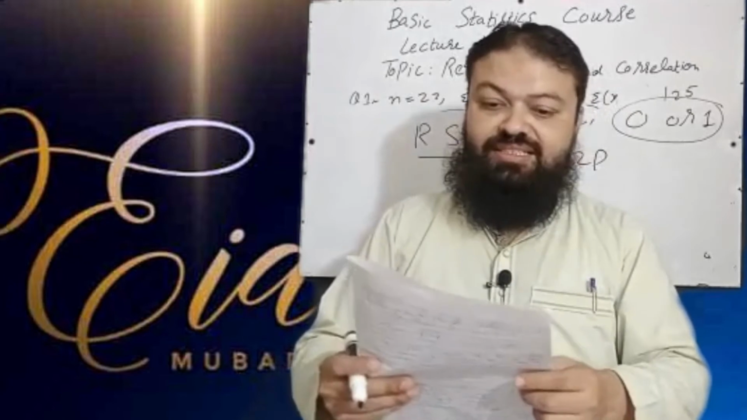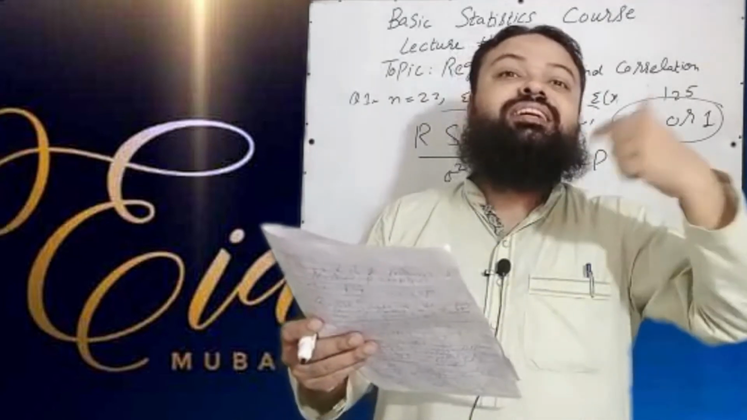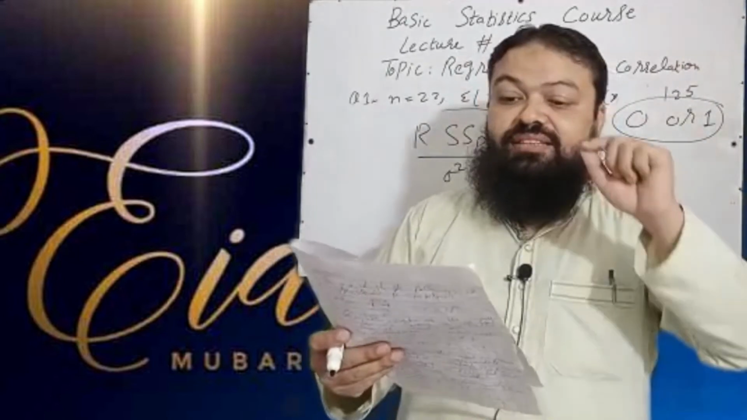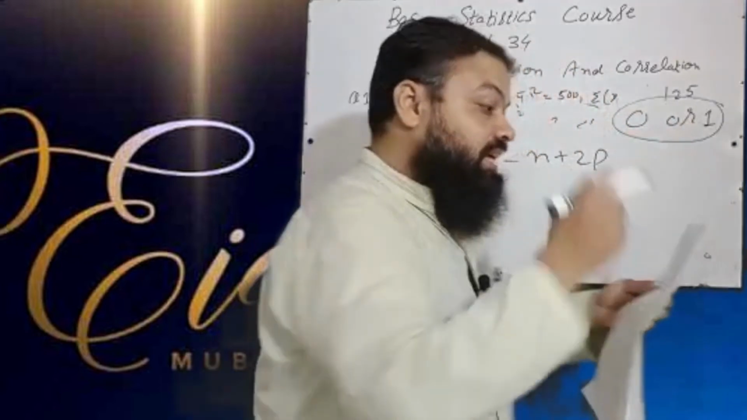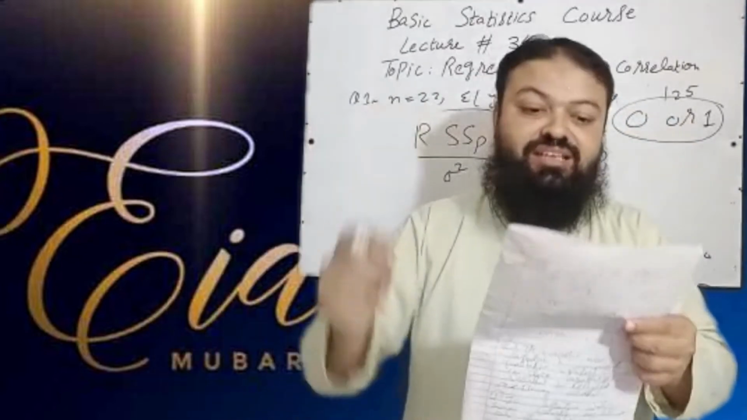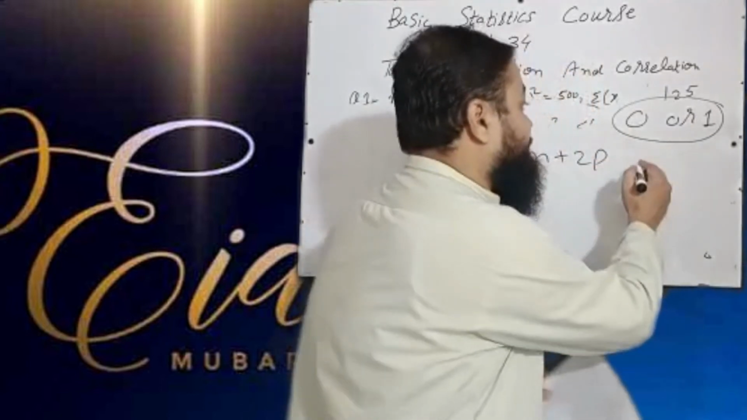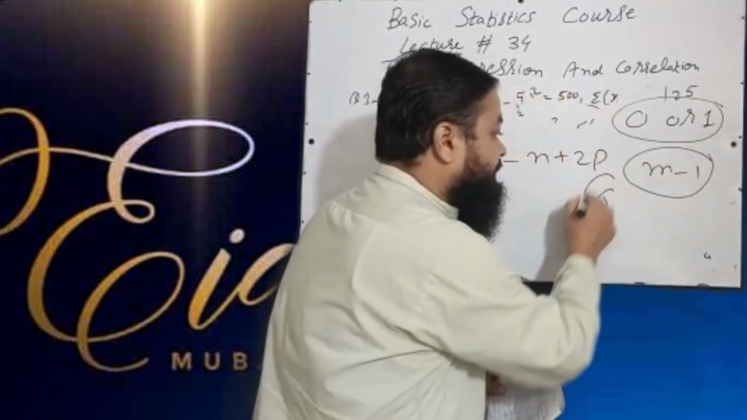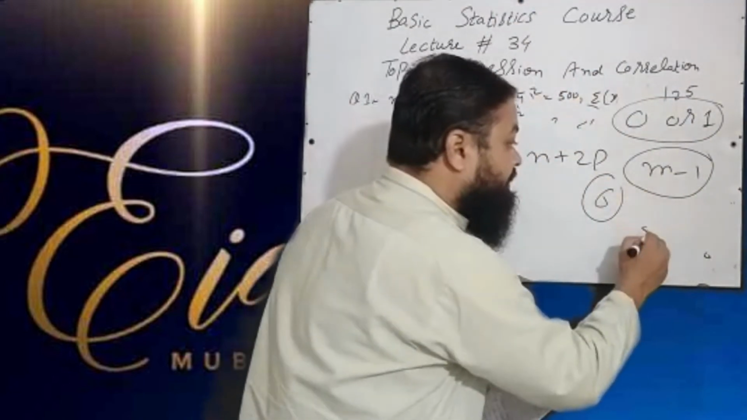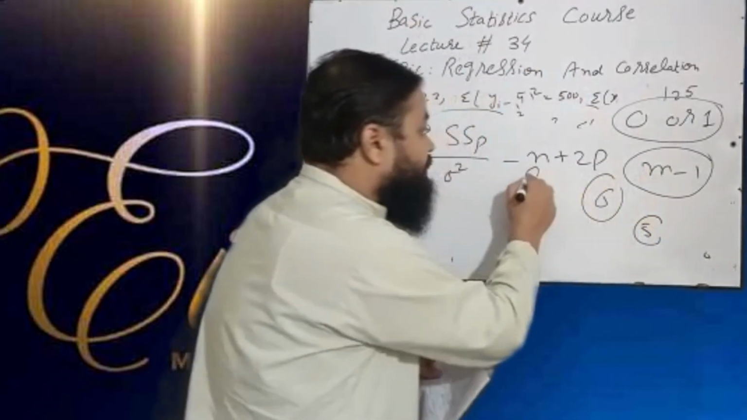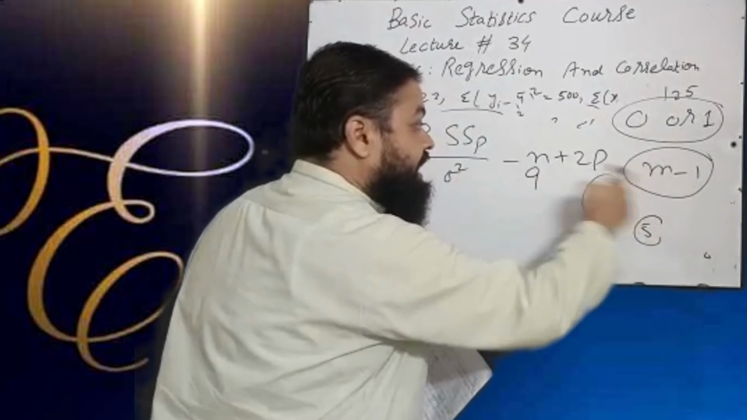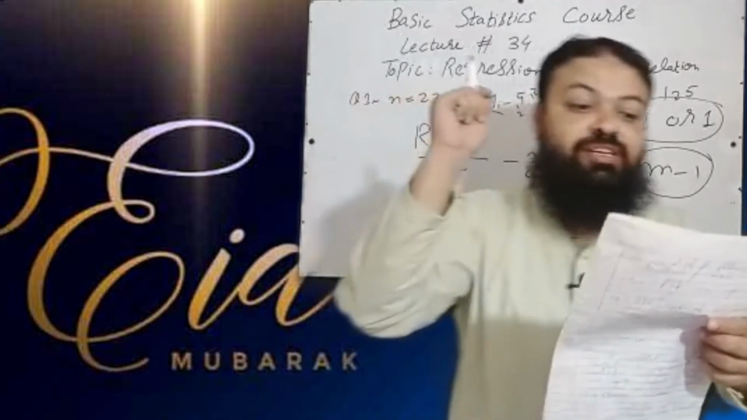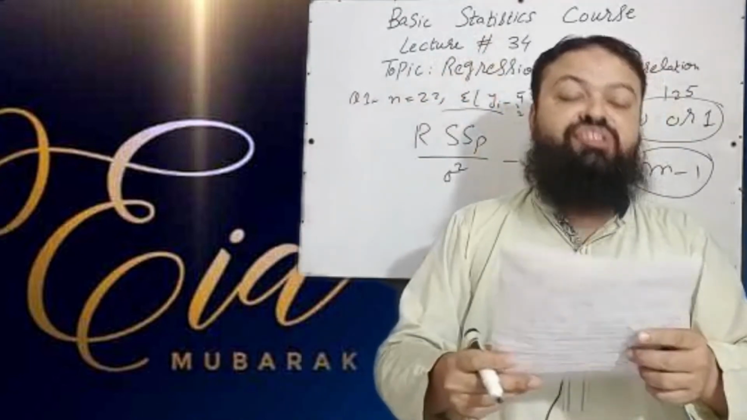Question number 9: if a qualitative variable has m categories, say 5 categories, 7 categories, 9 categories, then how many dummy variables will be introduced? Option A is m, B m plus 1, C m minus 2, D m minus 1. m minus 1 is the correct option. For example, if there are 6 categories, then how many dummy variables will be introduced? 6 minus 1, 5. If there are 9 categories, m is 9, 9 minus 1, 8 dummy variables will be introduced. A very important one.